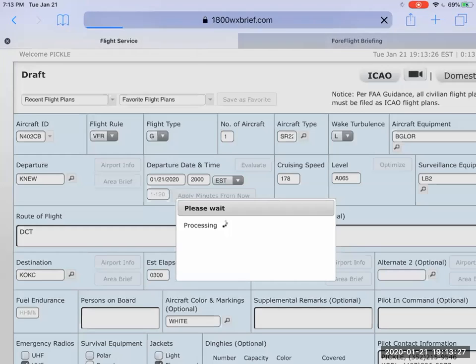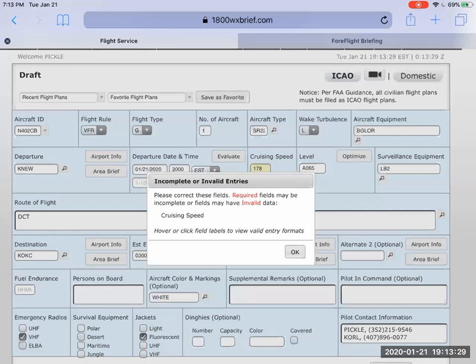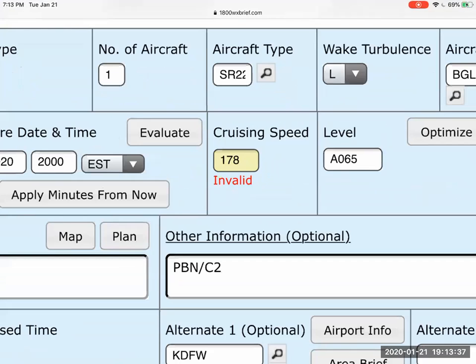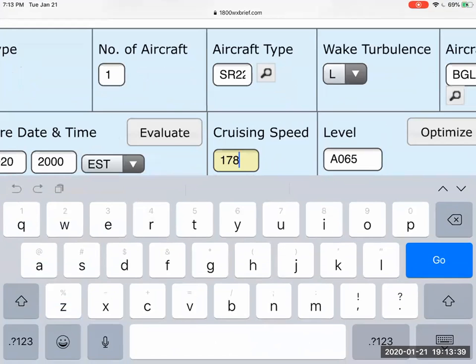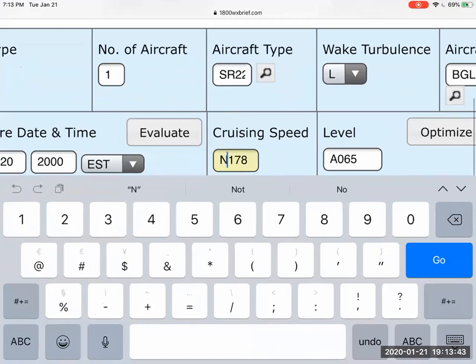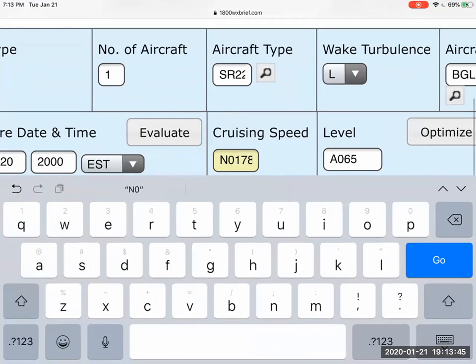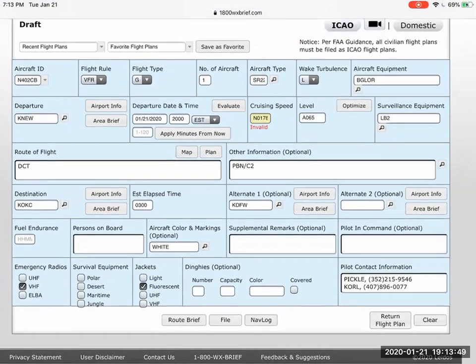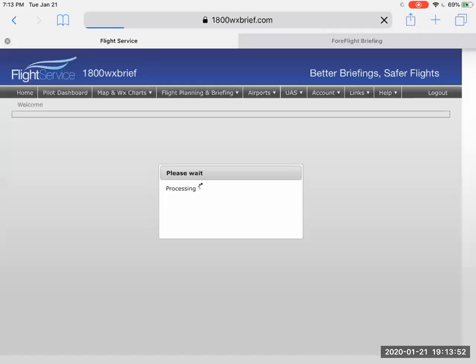We'll put in route brief at the bottom. If I didn't do something correct, then it lets me know. Oh, didn't put in cruising speed correct for ICAO. So anyone who hasn't put in an ICAO flight plan, you have to do something extra. Even on top of this, you've got to put an N for knots, unless you're going to fly in reference to Mach speed. And it's in thousands of knots, so it needs to be 0.178 in this case. And that should satisfy that requirement.